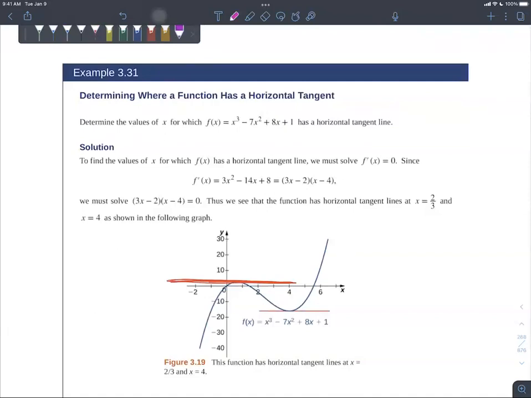So let's find the derivative function f prime of x. f prime of x is 3x squared minus 14x plus 8 plus 0, right? The derivative of the 1 goes away. And so now we have this as our derivative function. We want to know, where is this function 0? So we set it equal to 0 essentially.